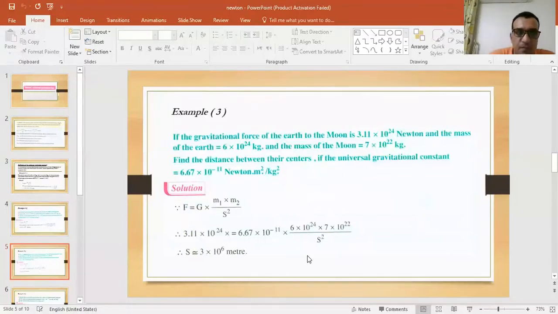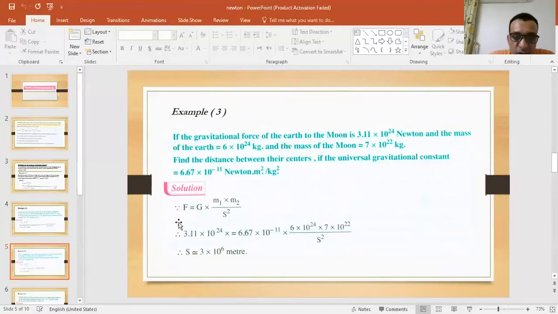Example 3. If the gravitational force of the Earth on the Moon is 3.11 times 10 power 24 Newton, and the mass of the Earth equals 6 times 10 power 24 kilogram, and the mass of the Moon equals 7 times 10 power 22 kilogram, find the distance between their centers, given that the universal gravitational constant equals 6.67 times 10 power negative 11 Newton square meter per square kilogram. We have F equals G times M1 multiplied by M2 over S squared.